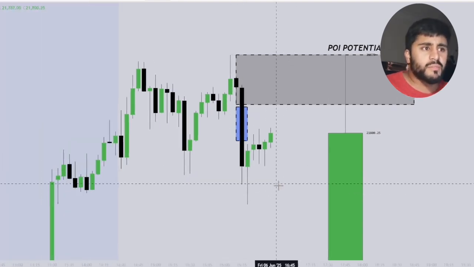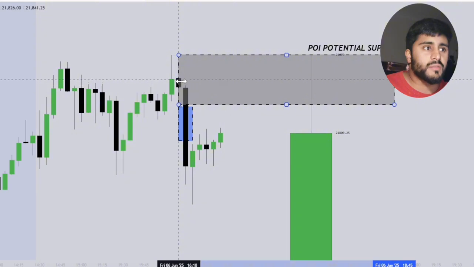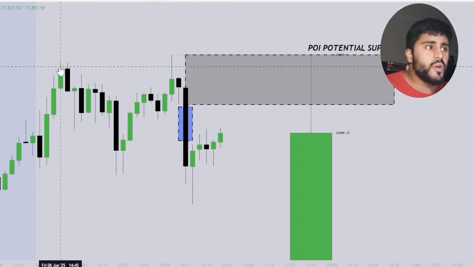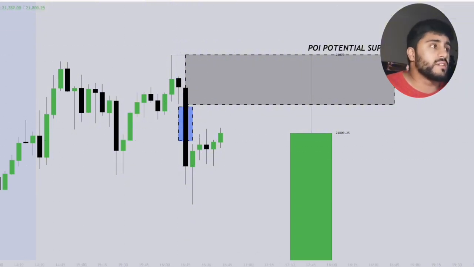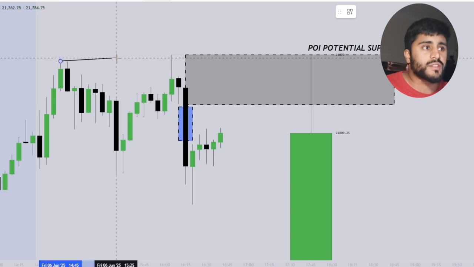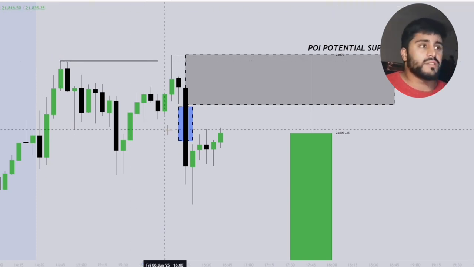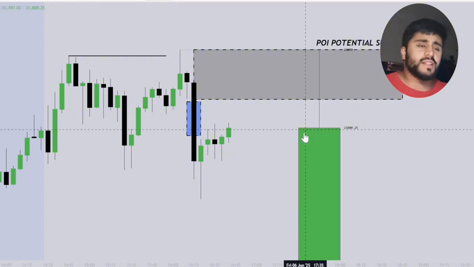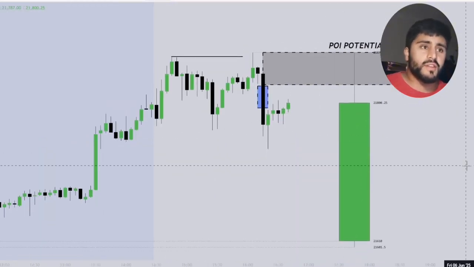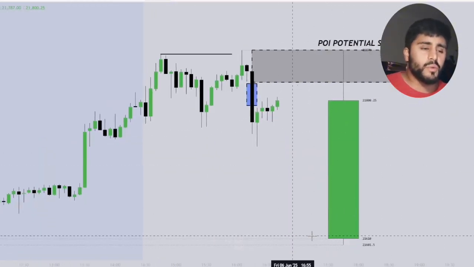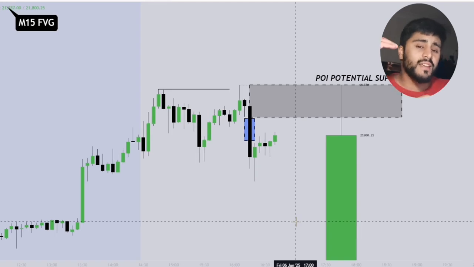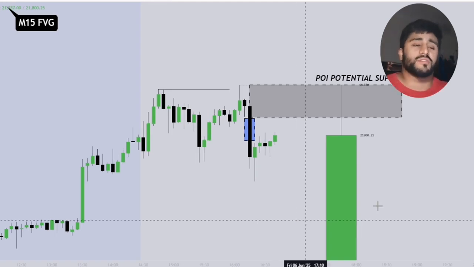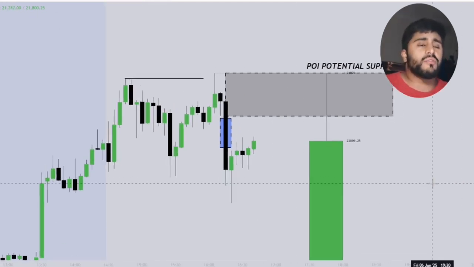Now that we have this in place, a couple of things to notice about this POI or fair value gap. We've taken out the London high. These are intricacies you want to understand. We've wicked above the London high, and then we've had a fair value gap. Because we're significantly above the daily opening price, which is all the way down here, we want to be selling when the market is overextended past the daily opening price. These are how I form my high probability supply and demand zones.